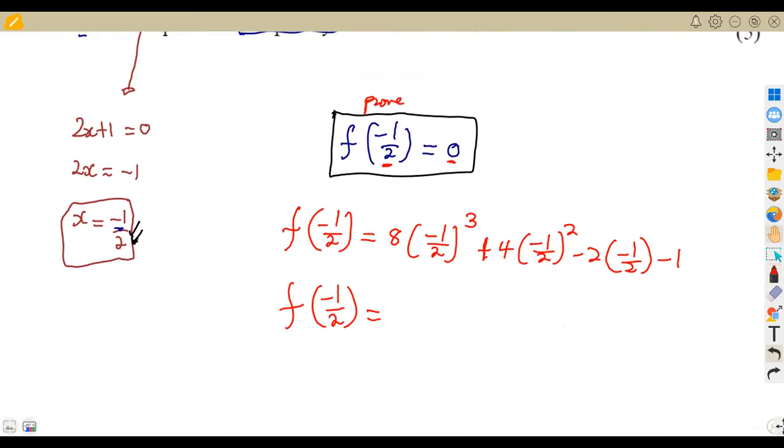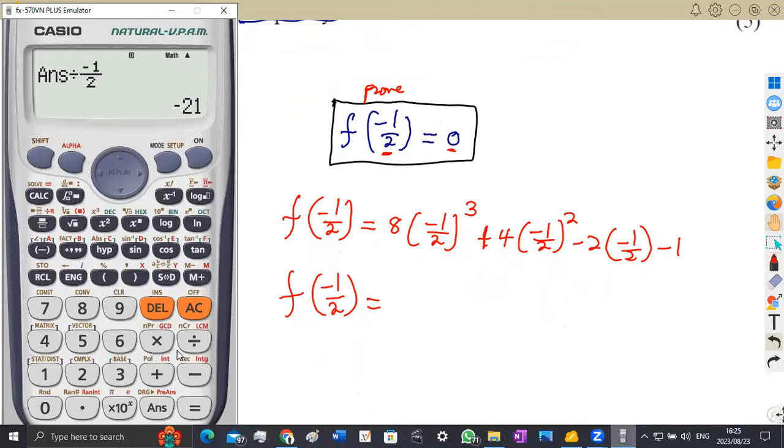So let us use our calculator now and see if we are going to obtain a 0. All right, so that's it. 8 into minus half to the exponent of 3, plus 4 into minus half to the exponent of 2, minus 2 into minus half, minus 1. What are we going to have? 0. We are obtaining a 0.